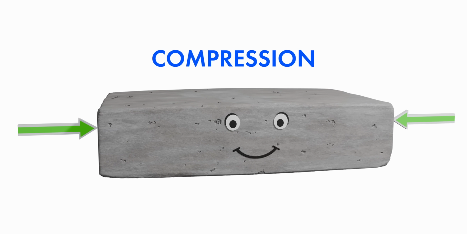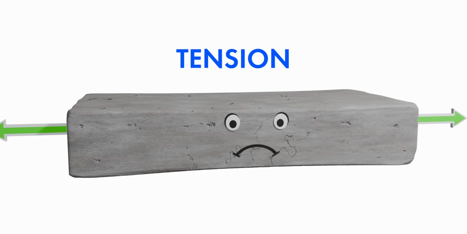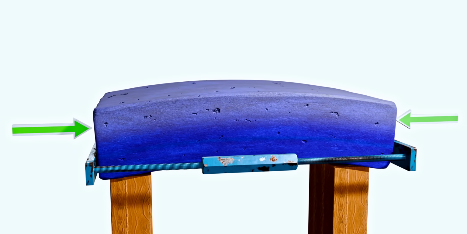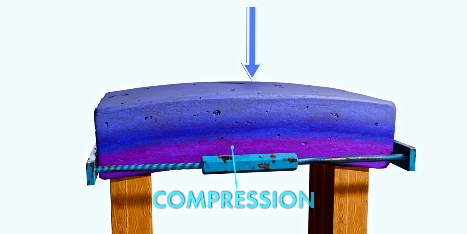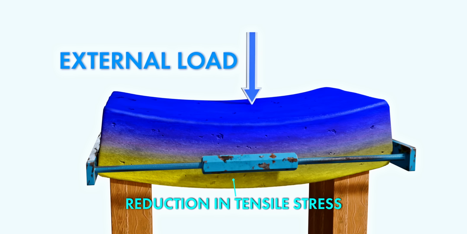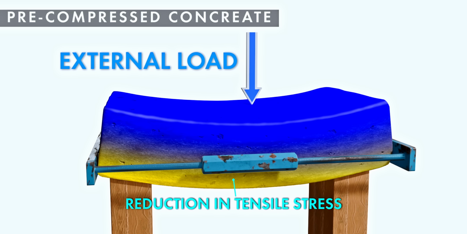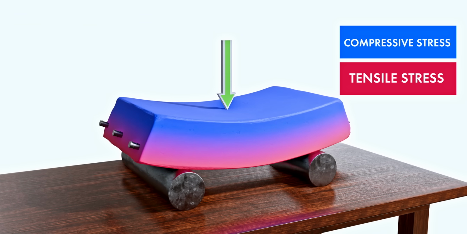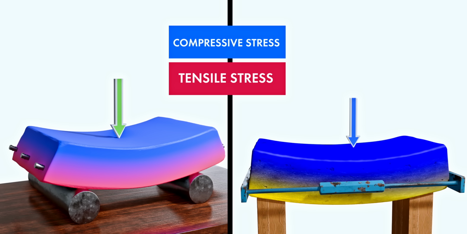We know concrete loves compression and hates tension. What if we pre-compress the concrete before applying any load? By doing so, we can significantly reduce the tensile stress when an external load is applied. This technique is called pre-compression. For comparison, this is how stress is developed in normal reinforced concrete. Look at the reduction in tensile stress due to the pre-compression of the concrete.